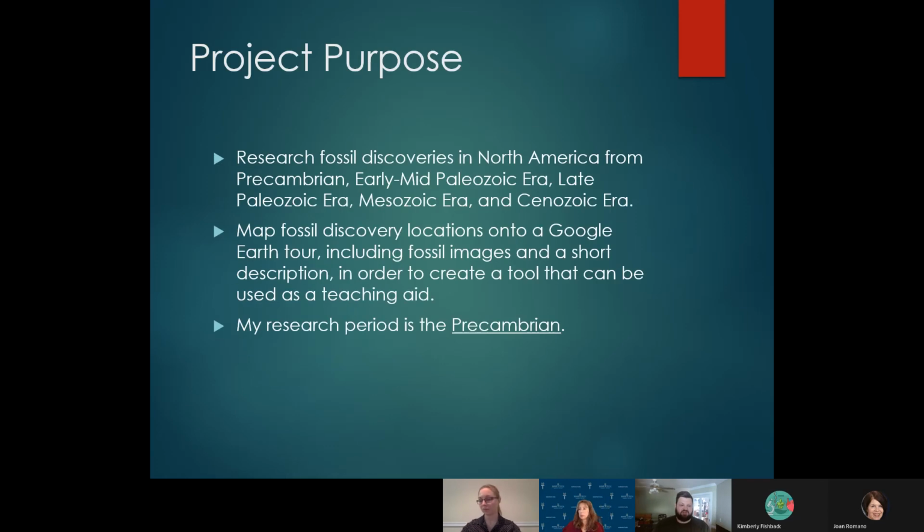The purpose of this project was to research fossils that were discovered in North America from the Precambrian, the Paleozoic, the Mesozoic, and the Cenozoic, and then to map those fossils onto a Google Earth tour that included the images and some descriptions so that it could be used as a tool in class as a teaching aid. And so in the project, my research period was the Precambrian.